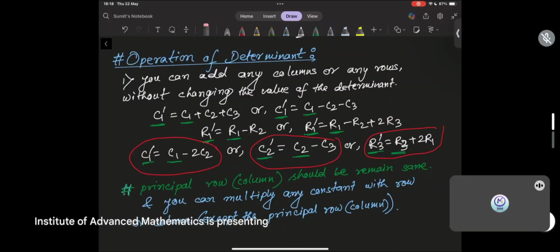But there is one thing you have to remember while you are giving an operation.